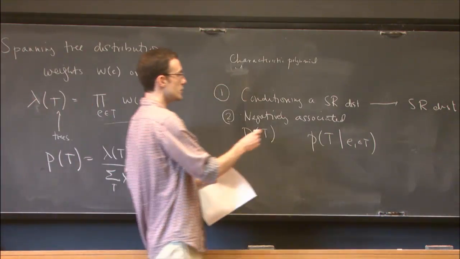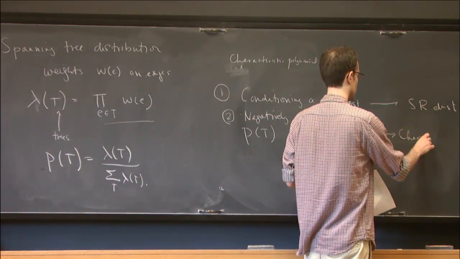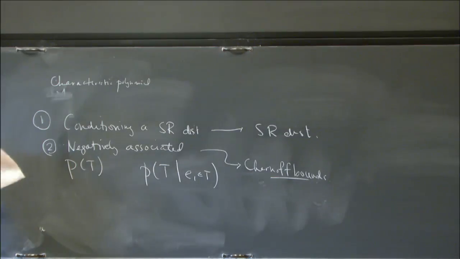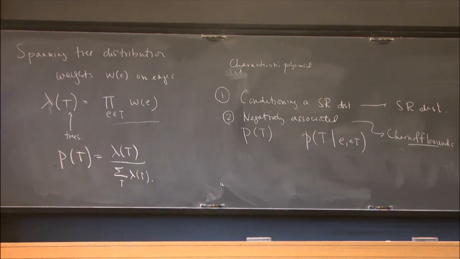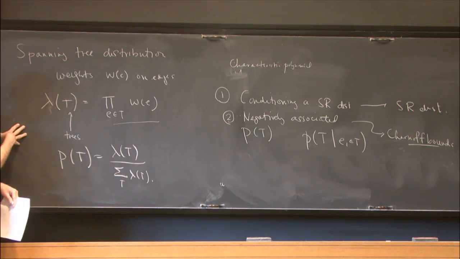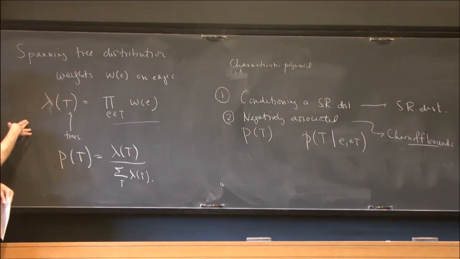And in particular, negative association implies various Chernoff bounds. So these things have all of the large deviation inequalities that you want, and so I just wanted to mention that. Now, this idea is essentially what's gone into all of this work of Oveis Gharan and Saberi that improves the approximation algorithm for traveling salesman.